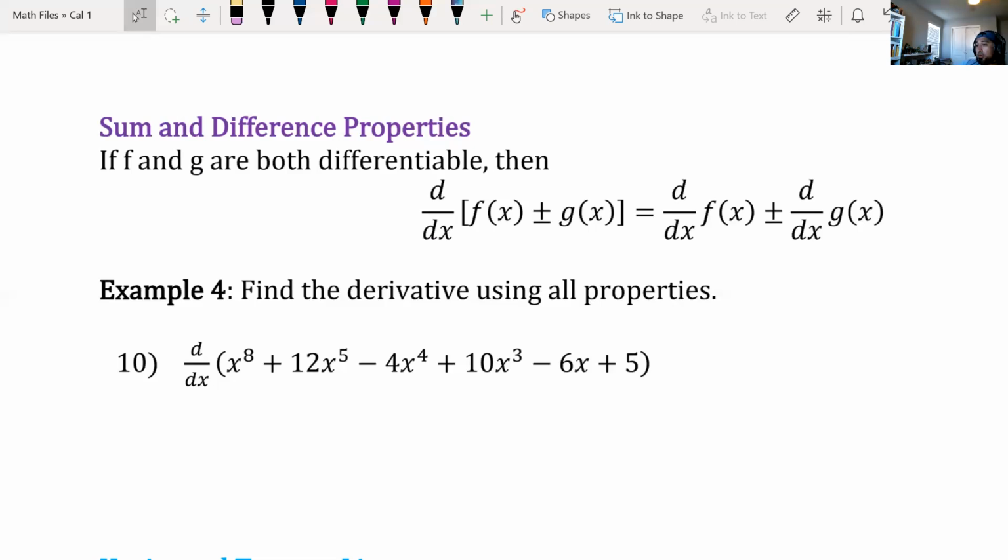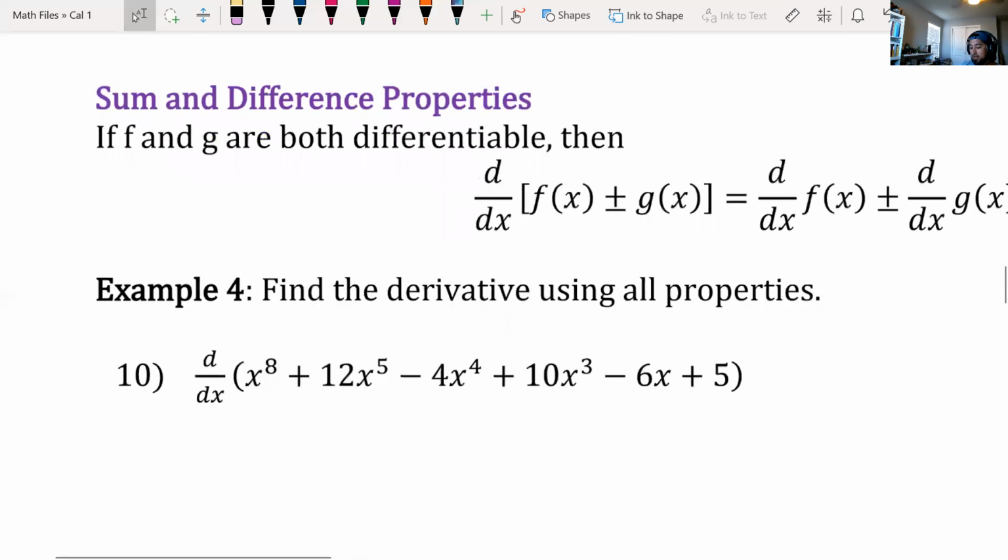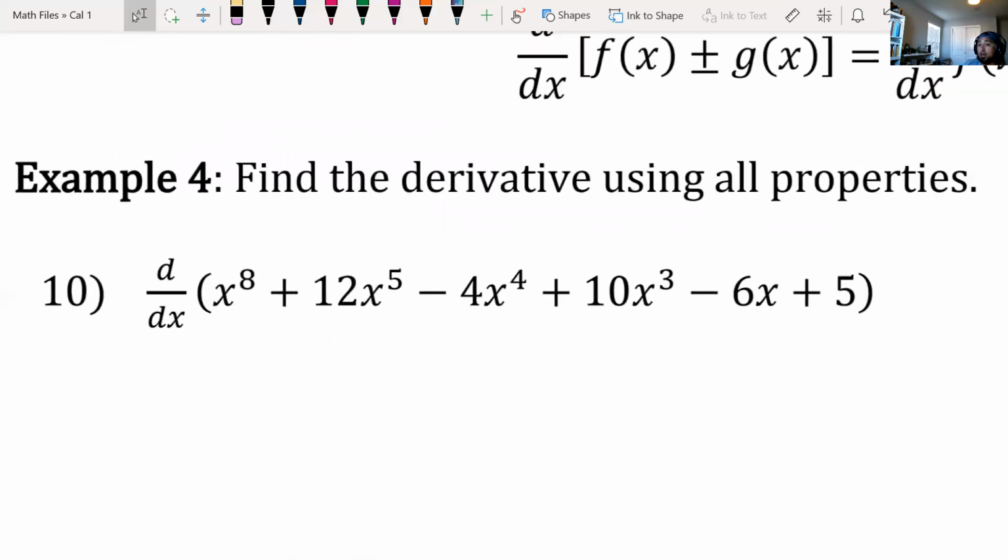Okay, so I'm assuming we're experts at derivatives now. For number 10, let's go ahead and find the derivative of this expression. So let's just get started already. No holding back. What's the derivative of x to the 8th? 8x to the 7th. Plus, what is the derivative of 12x to the 5th? 60x to the 4th. There you go.